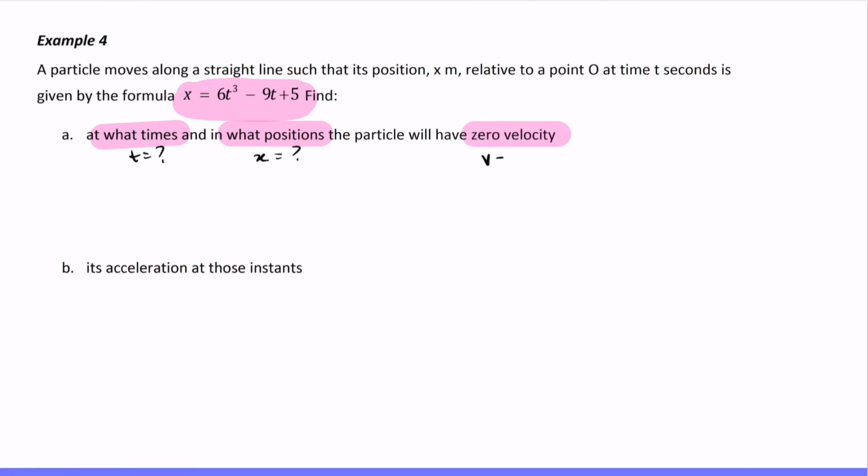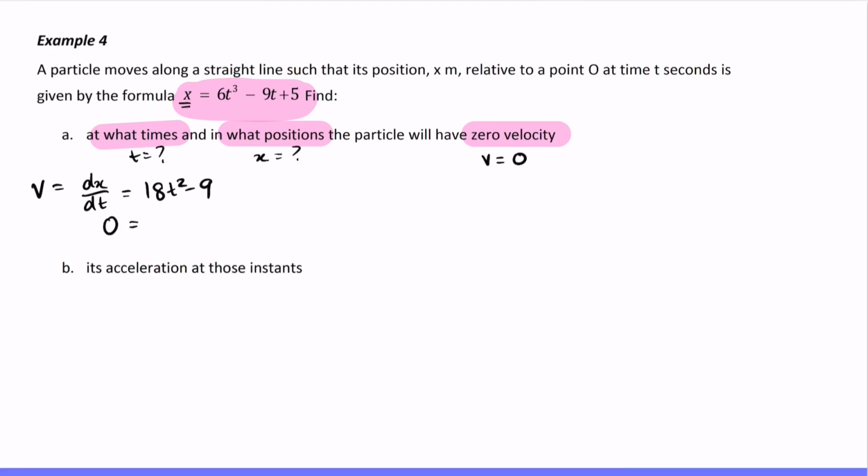So when is the velocity 0? Now what they've given us is the position. I need to find what times and what positions this function is going to have 0 velocity. So in order to be able to substitute v equals 0, I firstly need a v equation. So what I need to do is derive my function here to give me that. So we know that the velocity is equal to the position derived. So that's going to be 18t squared minus 9.